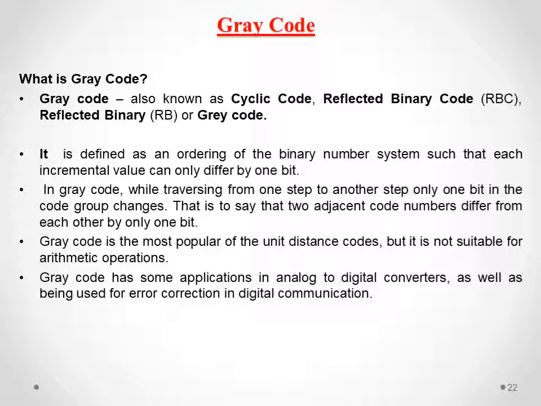Gray code is also known as cyclic code or reflected binary code or reflected binary gray code. The gray code is most popular for the unit distance code, but it is not suitable for arithmetic operations. Gray code has some application in analog to digital converters as well as being used for error correction in digital communication.